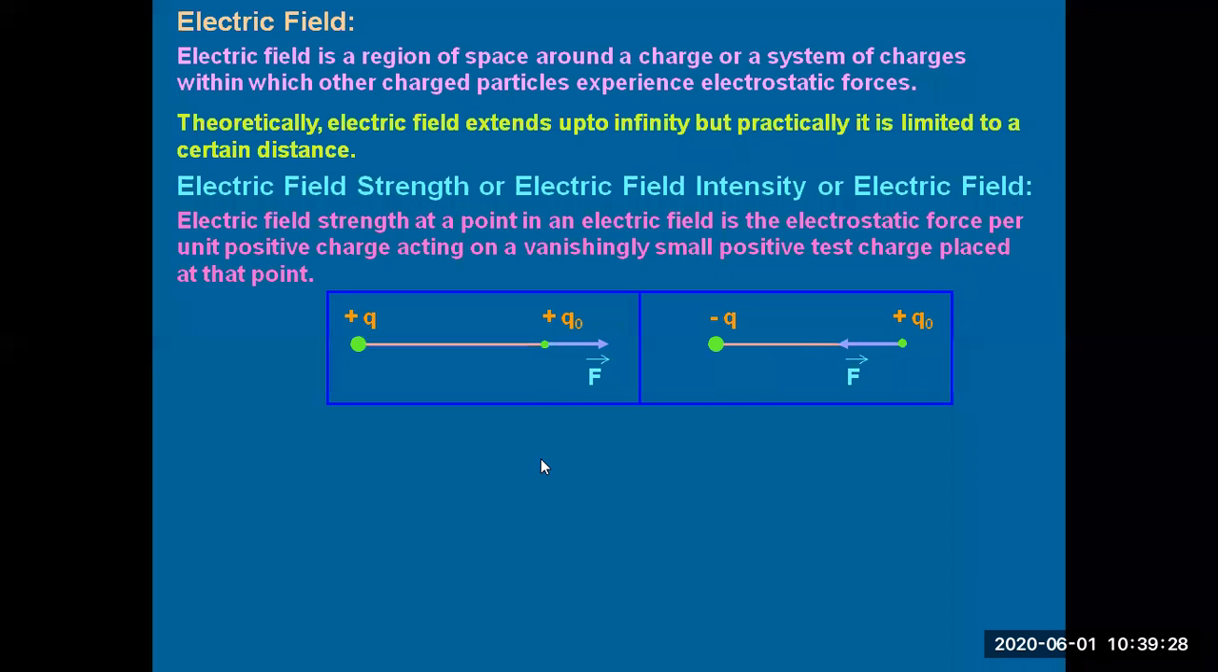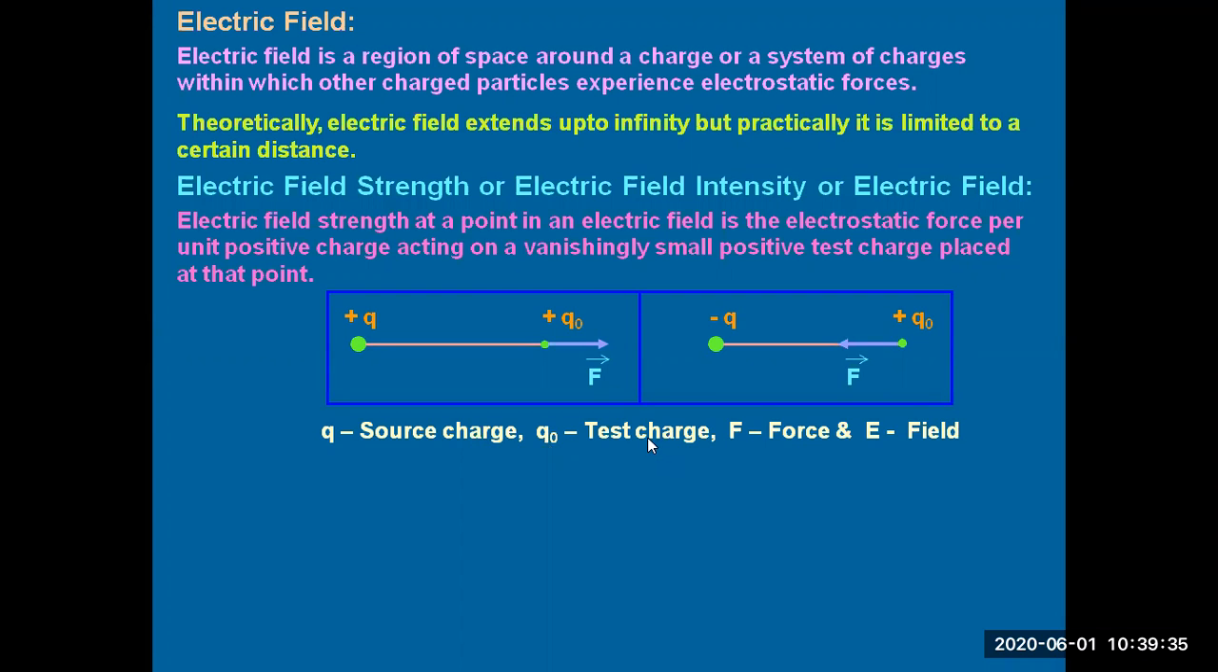Okay. So our next point: Q here means it is the source charge. Q naught is called the test charge. F is the force and E will be your electric field. If you want to write it in terms of limits, there's one topic in mathematics you'll be learning about, differentials or limits. There, electric field is defined as electrostatic force per unit positive charge. So I can write this F divided by Q.